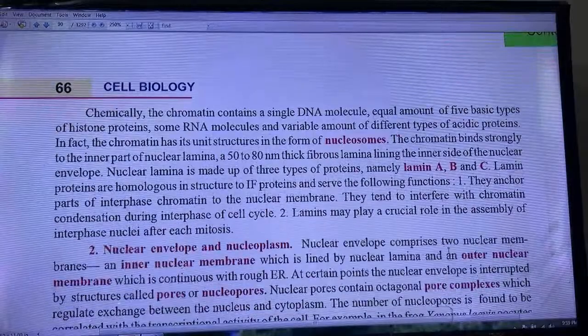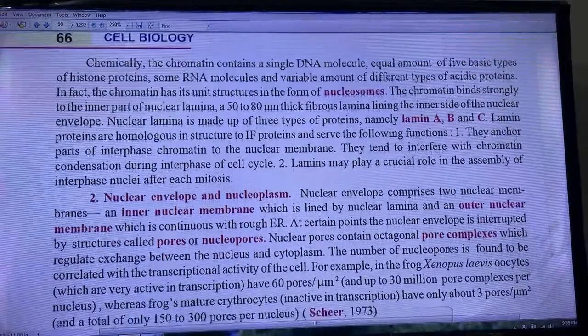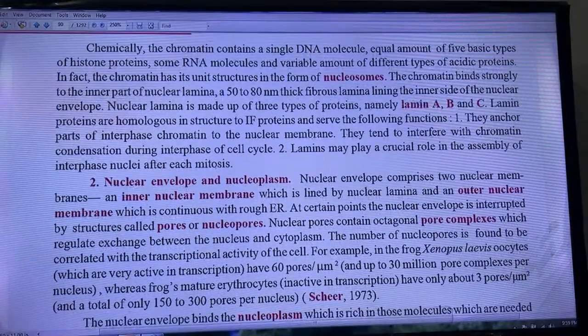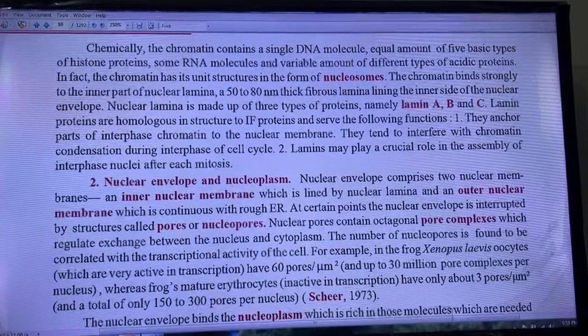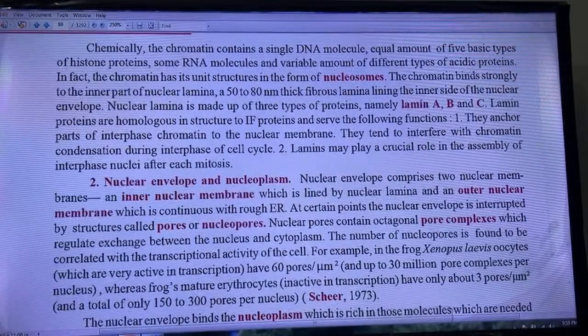Chemically, the chromatin contains a single DNA molecule, an equal amount of 5 basic types of histone protein, some RNA molecules, and variable amount of different types of acidic proteins. In fact, the chromatin has its unit structure in the form of nucleosomes.